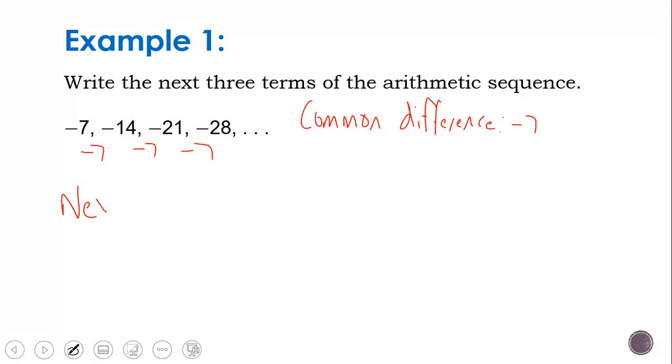So when we think about the next 3 terms, we have to subtract 7 3 more times. So if I subtract 7 right here, I'm going to get negative 35. So my next 3 terms are going to be negative 35. Subtract another 7, and you're going to get to negative 42. And subtract another 7, and you're going to get to negative 49. So you're just continuing the pattern. When they ask you to find the next 3 terms, look at the pattern that's shown there, and then continue that pattern as you go forward.